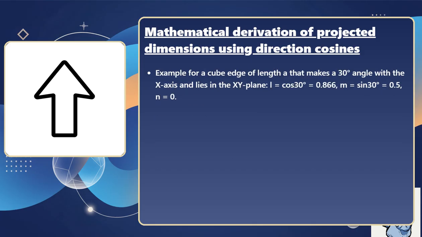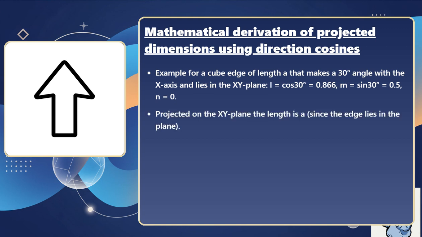Example: for a cube edge of length L that makes a 30-degree angle with the x-axis and lies in the xy plane, l equals cosine 30 degrees equals 0.866, m equals sine 30 degrees equals 0.5, n equals 0.